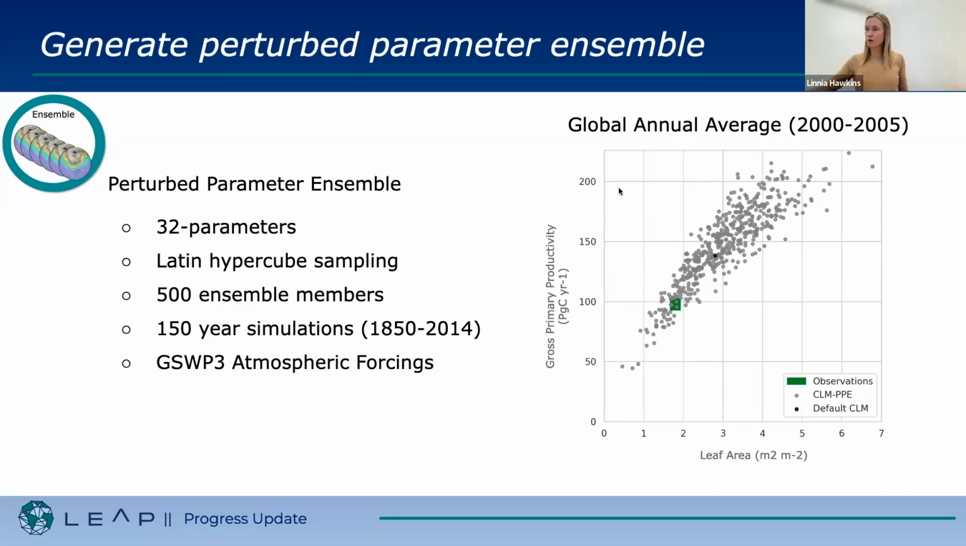And so this is what our ensemble looks like in global annual average leaf area and gross primary productivity. The default parameterization of CLM is in black. And then each point represents one of these 500 ensemble members. It's pretty centered on the default model, since a lot of our parameter ranges are centered on that default value. And it overlaps our observational target. This is just a rough estimate of where a few different satellite products estimate the global annual average leaf area and gross primary productivity. So we're achieving a really large spread with this perturbed parameter ensemble.